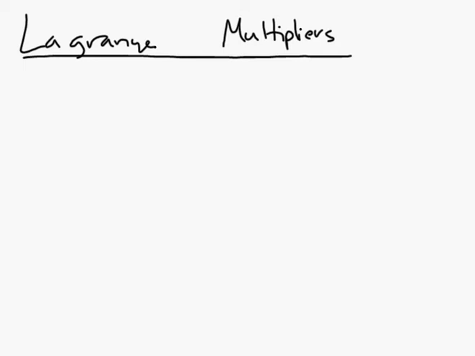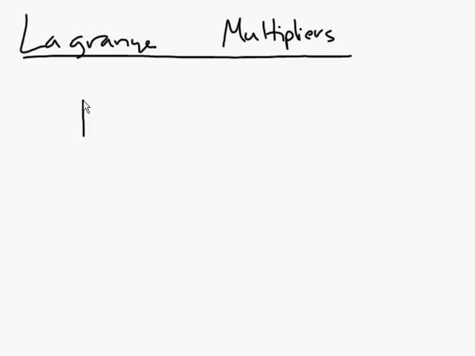Lagrange multipliers are a procedure prescribed by Lagrange that helps us find the maximum or minimum values of a multivariable function with respect to some kind of constraint.